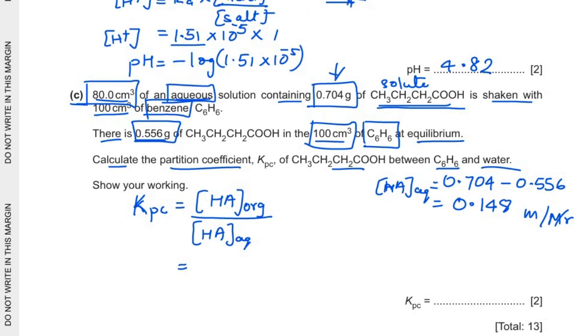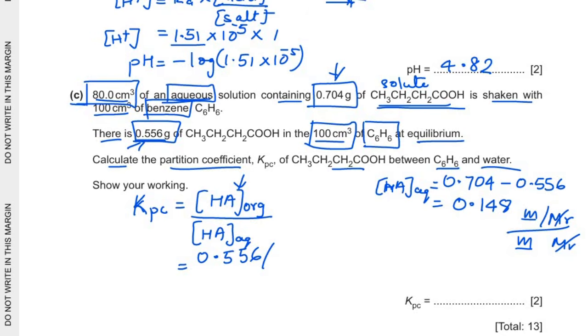Now if we substitute this, we directly, rather than moles, can use mass, because mass upon Mr is moles, and Mr of both the numerator and denominator will get cancelled. So mass can be used in the numerator and denominator directly. So in the organic solvent, the mass of butanoic acid is 0.556 divided by its volume, because this is concentration. Moles upon volume is the formula for the concentration.